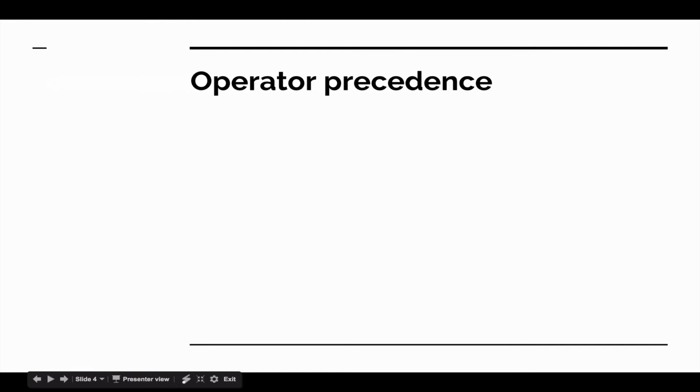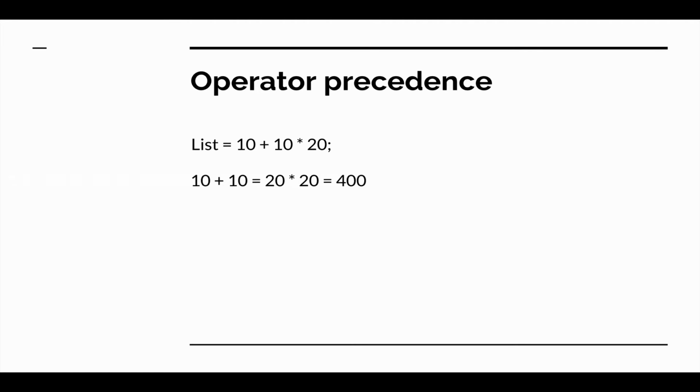Next, JavaScript has this operator precedence. Let me give you an example. So list equal to 10 plus 10 multiplied by 20. So what it's going to do here, if you can give a guess, you might think that it will add 10 plus 10, 20, and then it will multiply 20 by 20, which is going to give me 400. So that would be in the list value, right? But this is actually wrong.